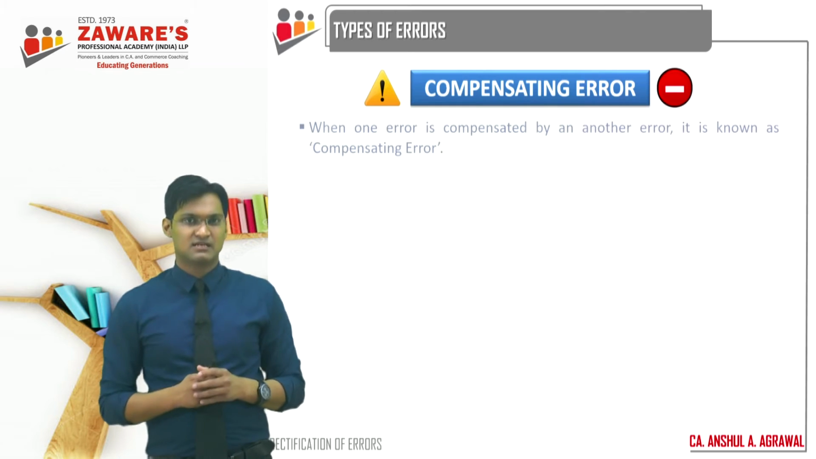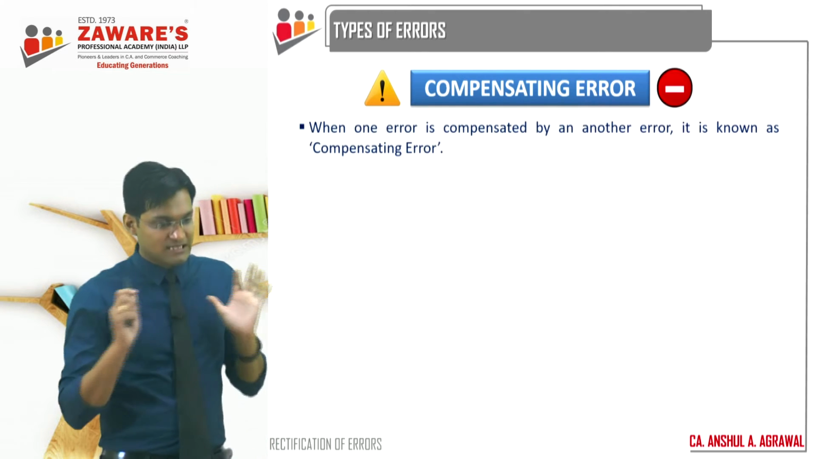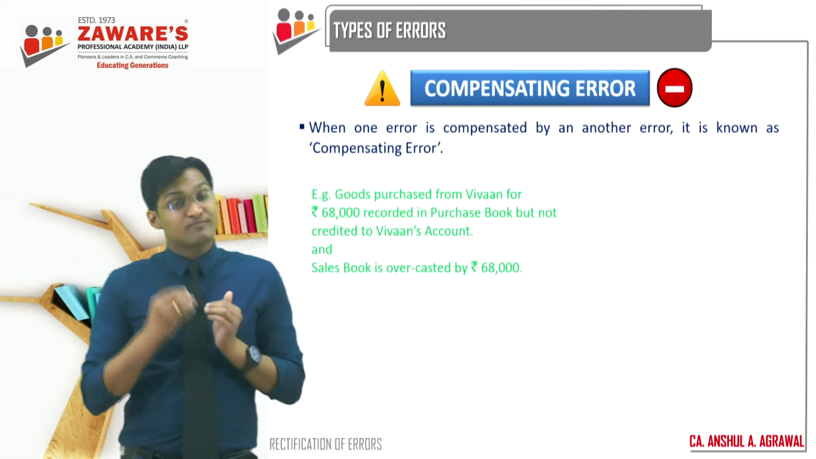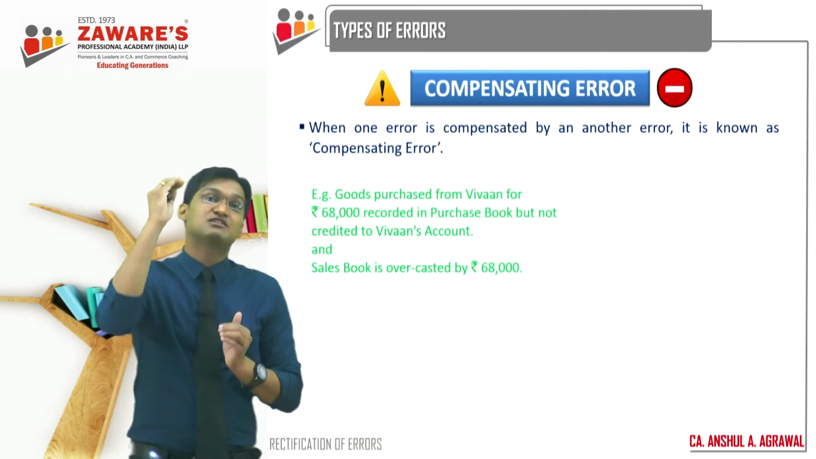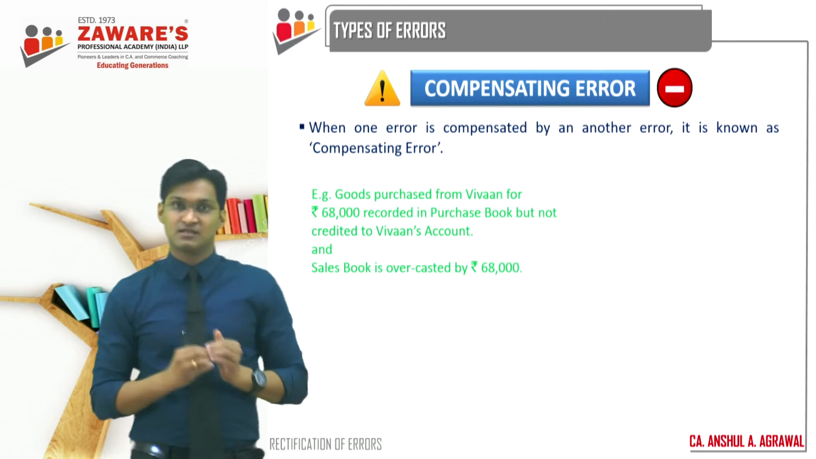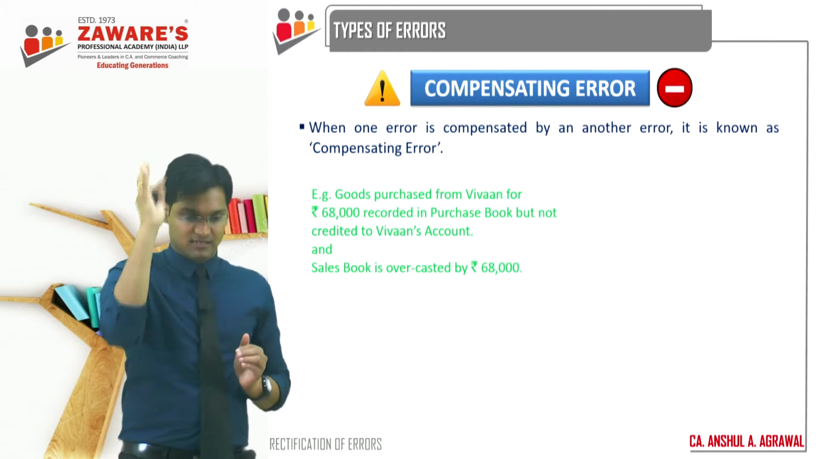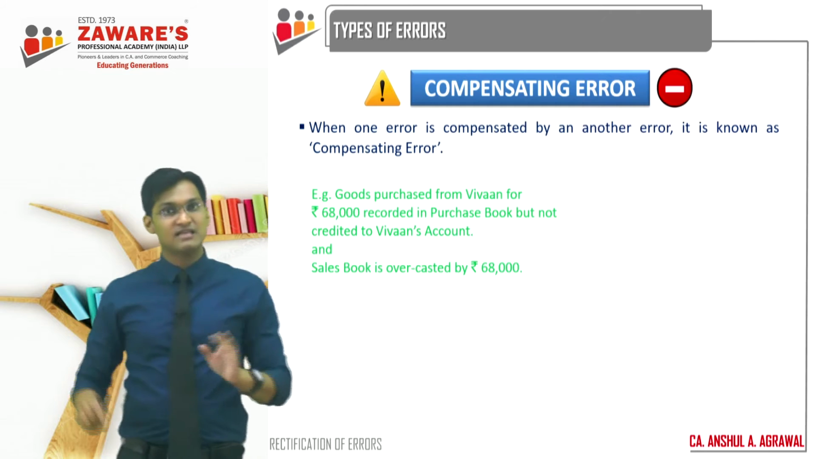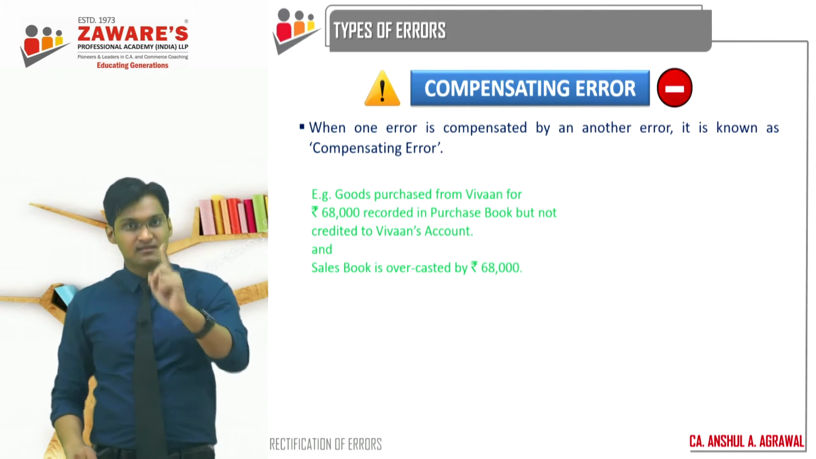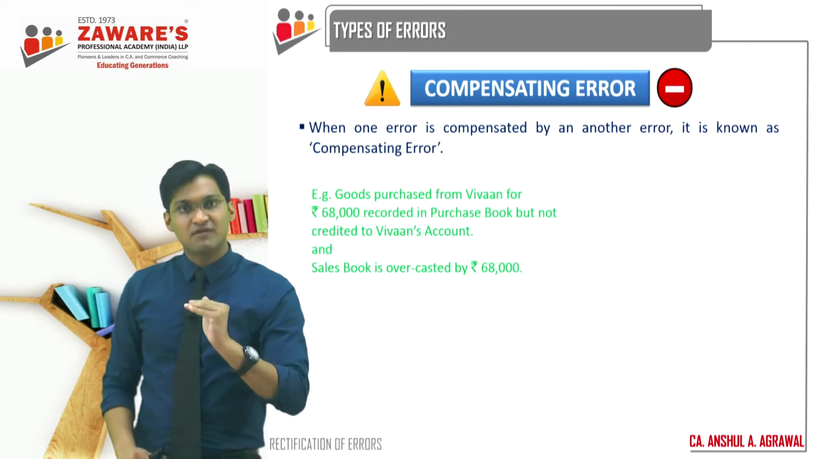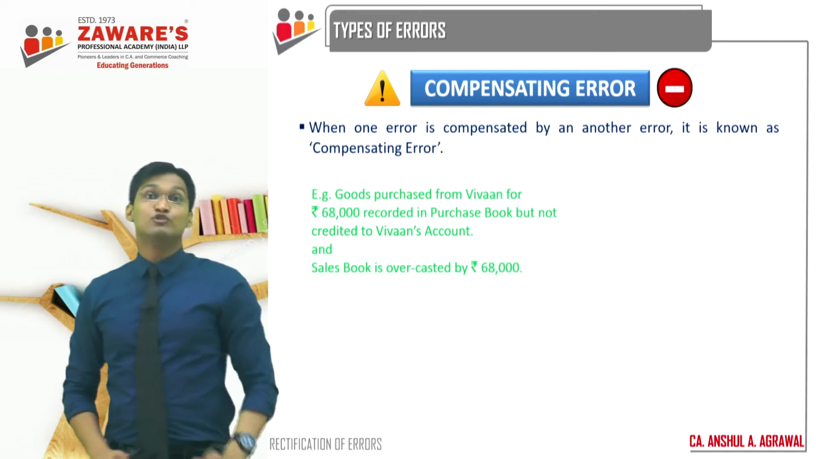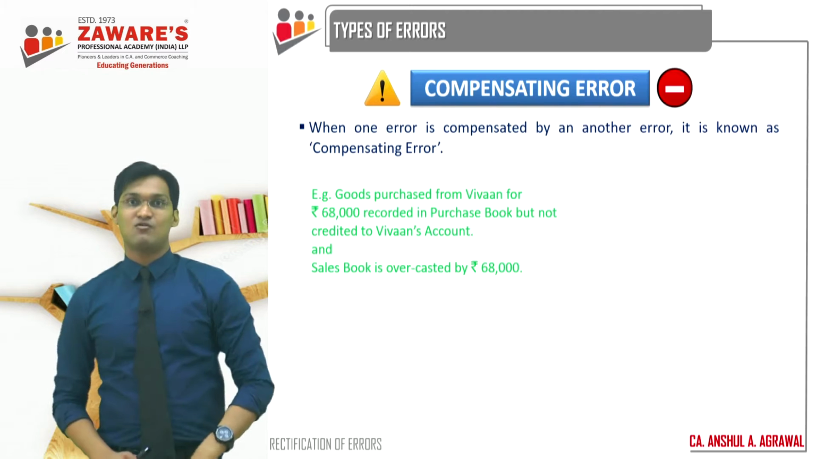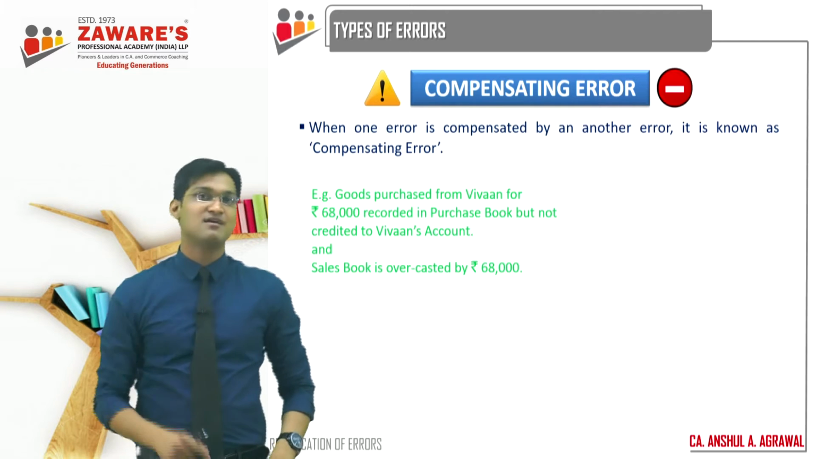My dear friends, let's take an example of what is a compensating error. Goods purchased from Vivan for rupees 68,000 recorded in the purchase book. You have given debit effect but not credited Vivan's account. Credit effect नहीं दिया. एक गलती already हो गई है. क्या गलती हुई है? You have purchased goods from Vivan. You should have debited purchase account. You have debited purchase account. You should have credited Vivan's account. You have not credited Vivan's account.